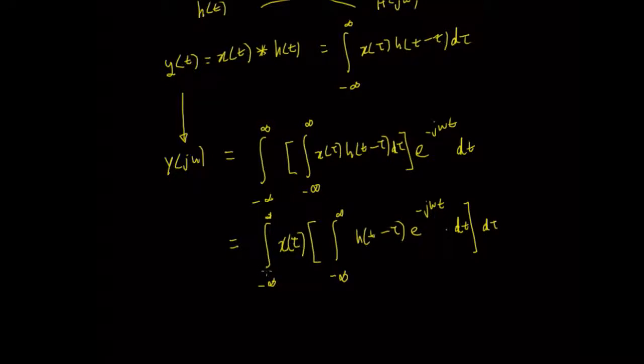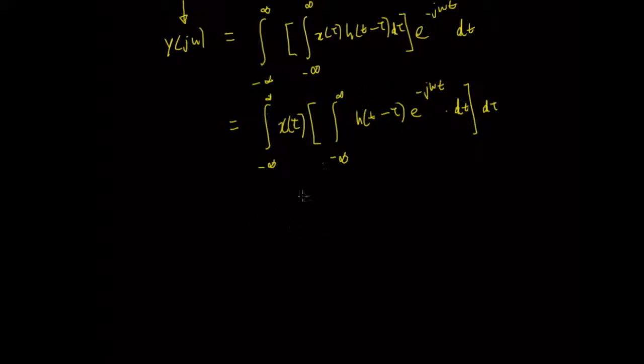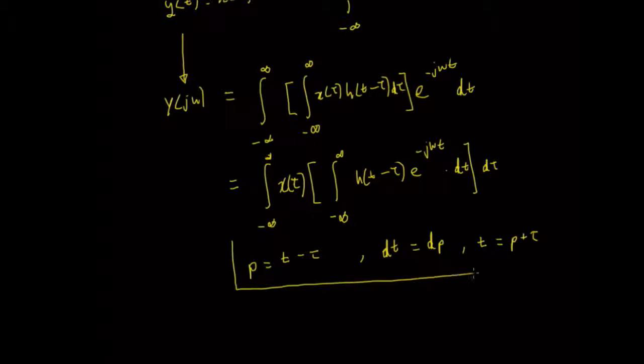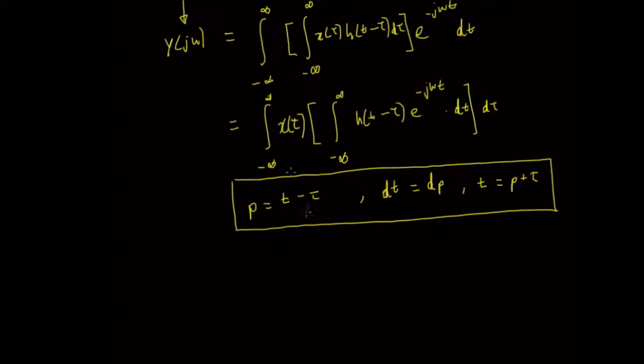Now the next part, the final part, is a substitution. So what we want to do is say p equals t minus tau, then you can say that dt will equal dp, and you can also say t is going to equal p plus tau. You've seen this before, and it tends to crop up in a lot of these manipulations. So we're just substituting a value in. So let's substitute this in here.